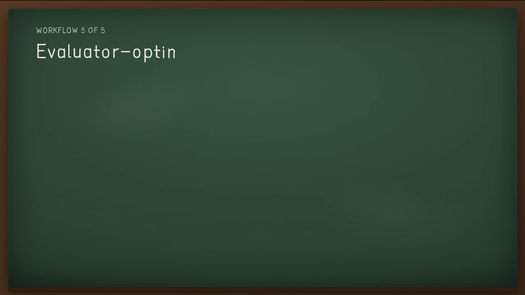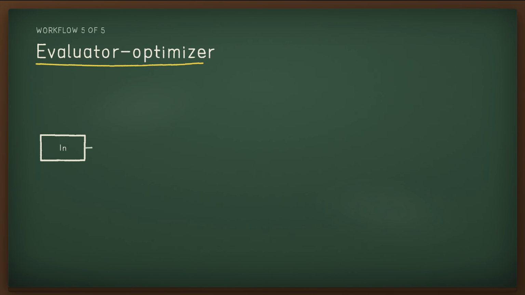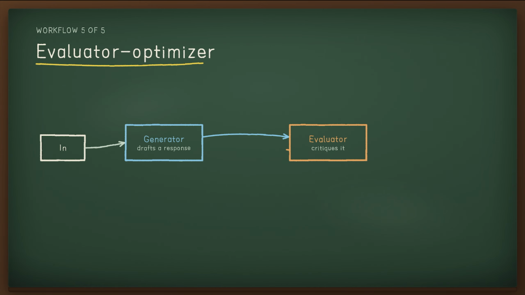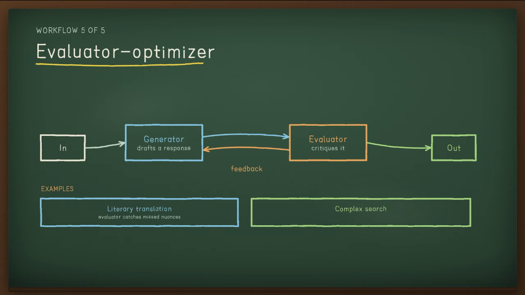Fifth, evaluator-optimizer. One model generates a response, another evaluates it and gives feedback, in a loop. This shines when you have clear evaluation criteria, and iterating measurably helps. Two signs it fits. A human's feedback would clearly improve the response, and the model itself can give that feedback. It's the same loop a human writer uses to polish a draft. Examples: literary translation, where an evaluator catches nuances the first pass missed, or complex search, where the evaluator decides whether more rounds are worth it.